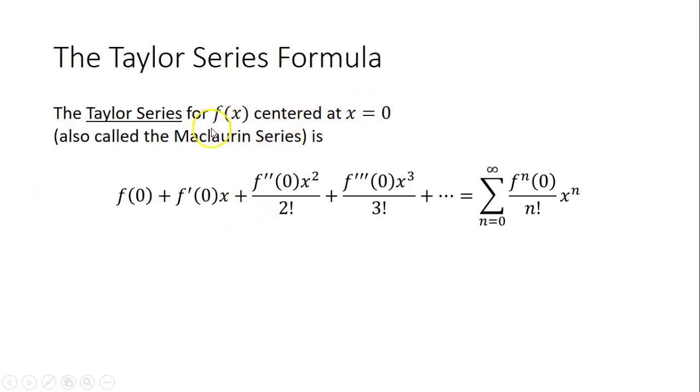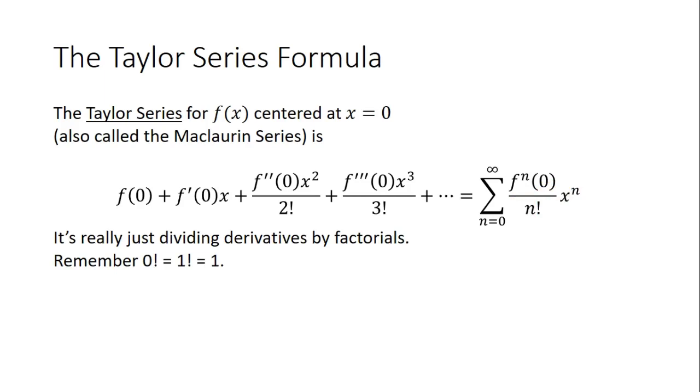So what you always do, you do f of 0, f prime of 0 times x, f double prime of 0, x squared over 2 factorial. This is exactly what we were doing in the last few examples, right? We're just taking the derivatives, we multiply by x to the correct power, and we divide by that factorial. So in sigma notation, we go from 0 to infinity, nth derivative at 0, because that's what all these derivatives are. We're just finding the derivatives and stacking them on top of the factorial, and then multiplied by x to the n. So it's really just dividing derivatives by factorials.